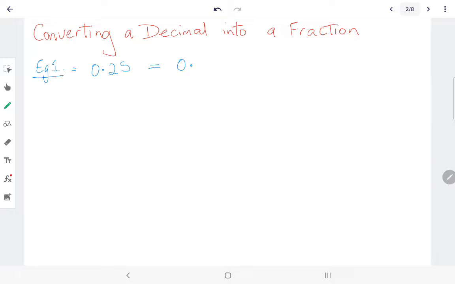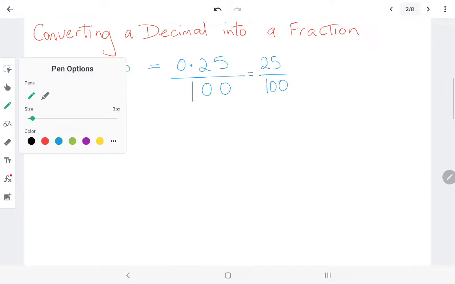So to convert 0.25 into a fraction, first we draw our vinculum. Where the decimal point is, under the decimal point we put a 1, and for all the numbers on the right hand side of the decimal point we replace it with zeros. So this becomes 25 over 100.